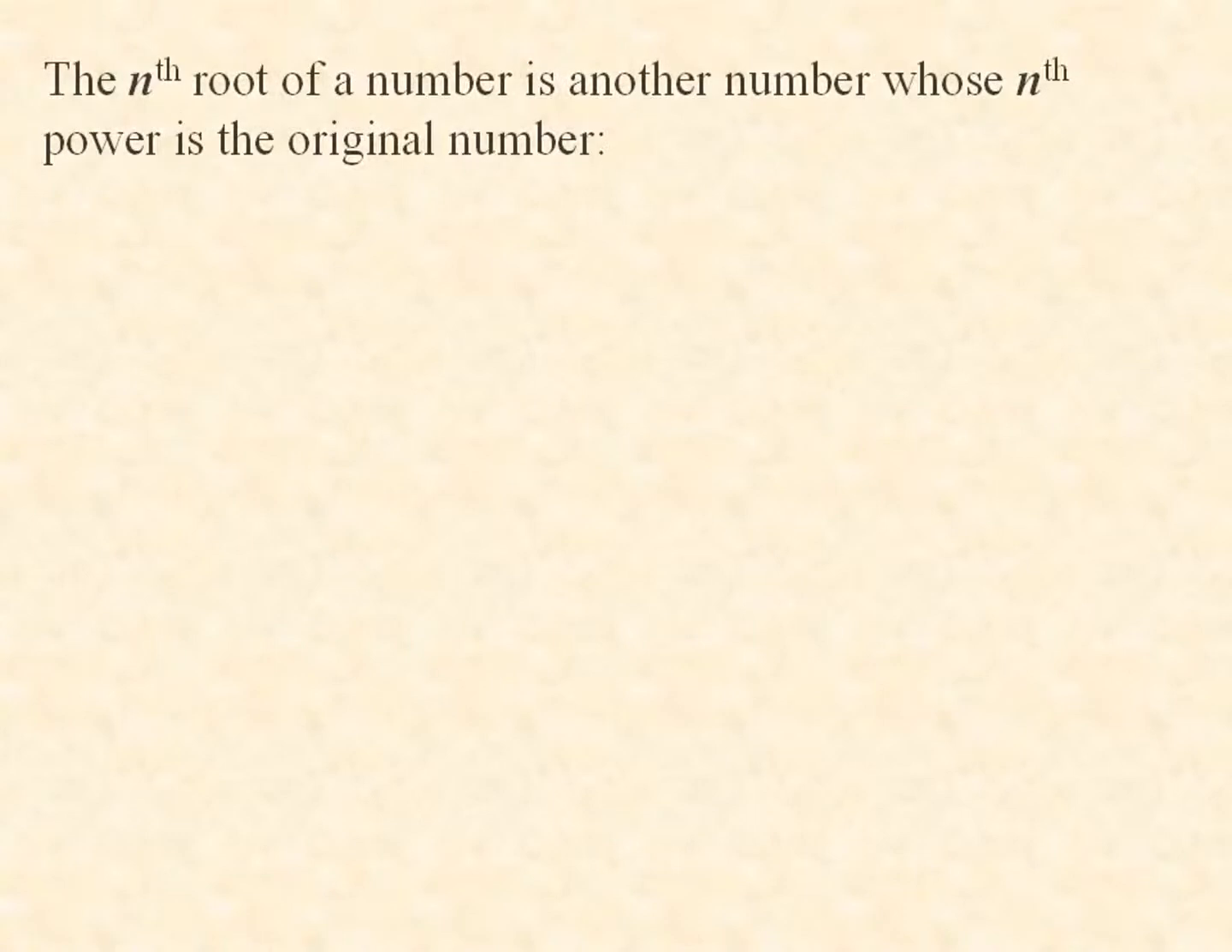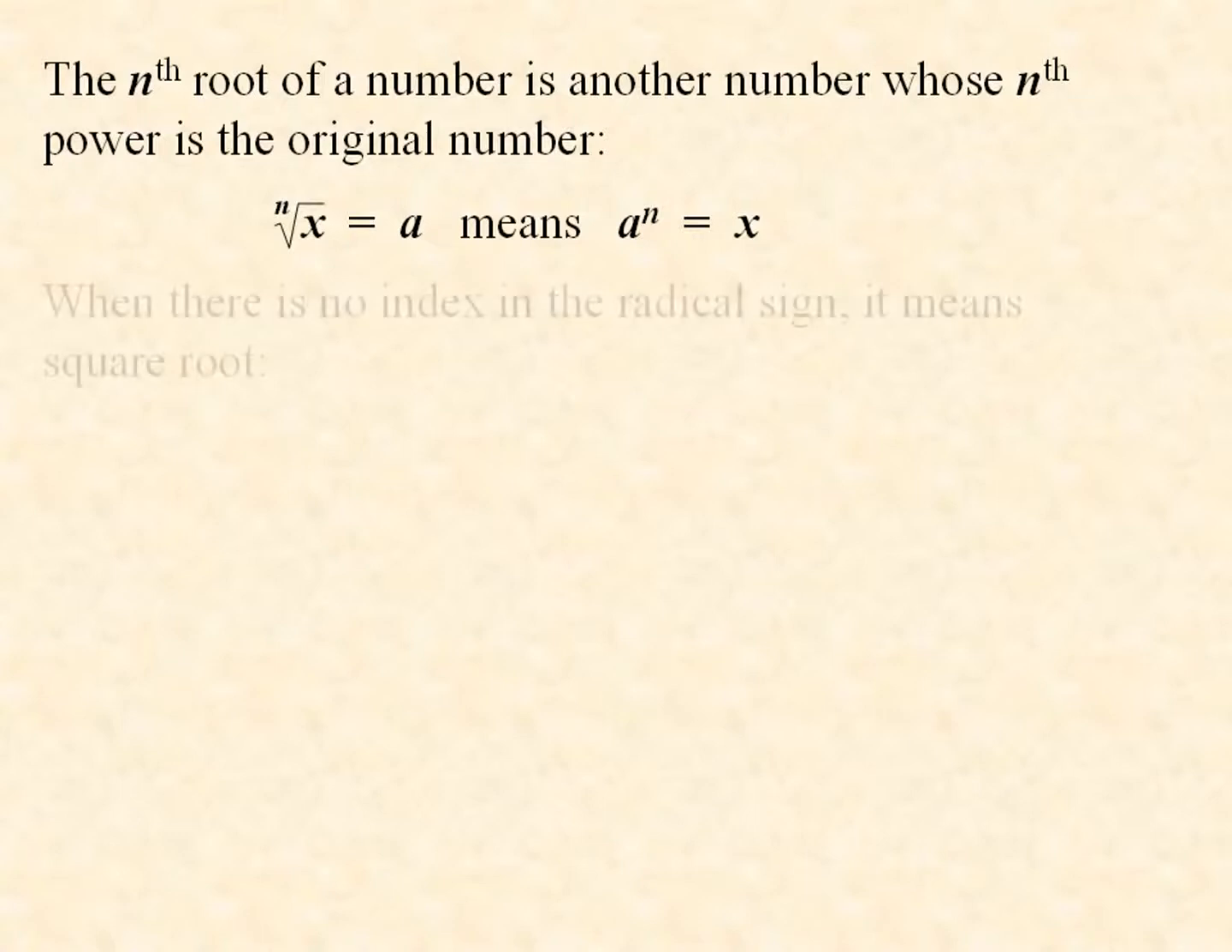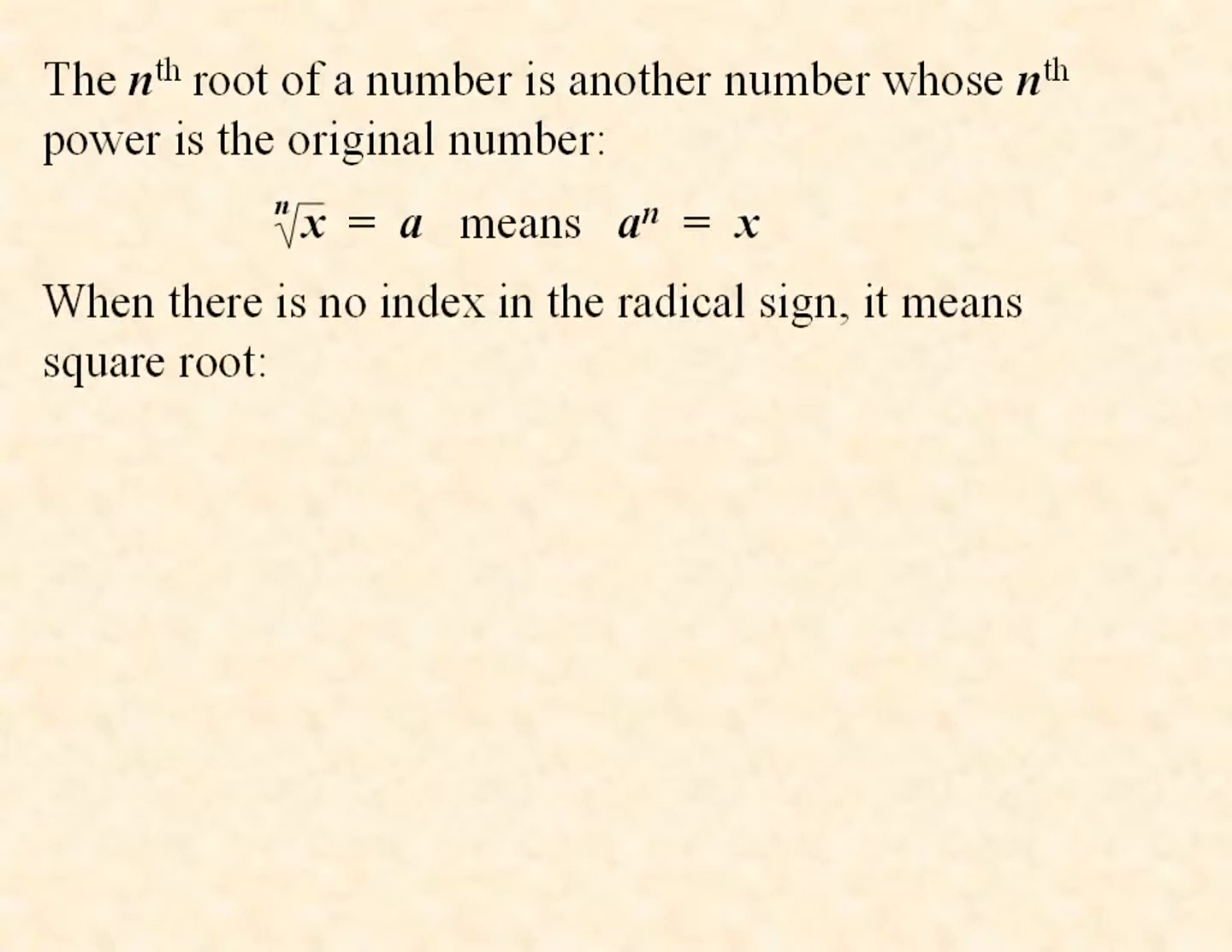The nth root of a number is another number whose nth power is the original number. It's written like this. That's the nth root of x. The nth root of x equals a number a means that a to the nth power is equal to x. When there's no index in the radical sign, it means square root. So if we write it this way, square root of x equals a, that means a to the second power equals x.